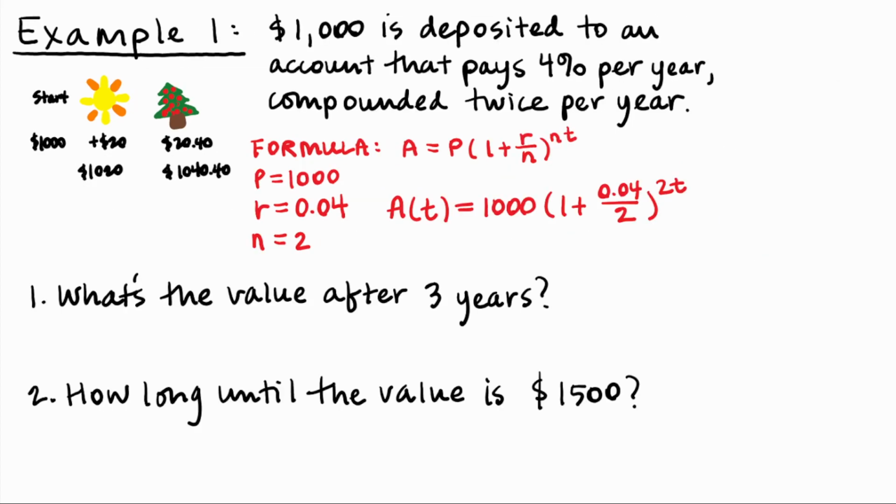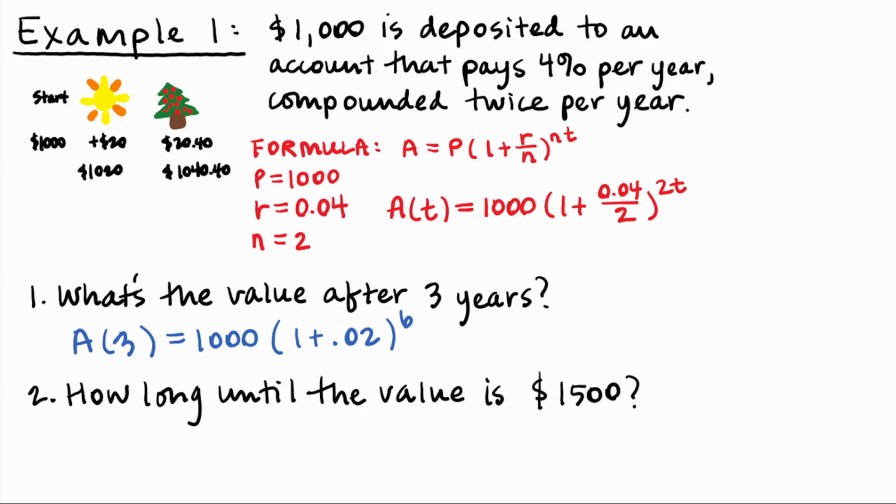So the kind of questions I might ask you in an Algebra 2 class, outside of write me a formula that represents this situation, is what's going to be the value of the account after 3 years? That's equivalent to asking, what's A of 3? If we plug in 3 wherever we see t, that would be 1,000 times (1 plus 0.04 divided by 2), which is 1 plus 0.02, to the 2 times 3, which is 6. But I don't know how to take 1.02 to the 6th power.